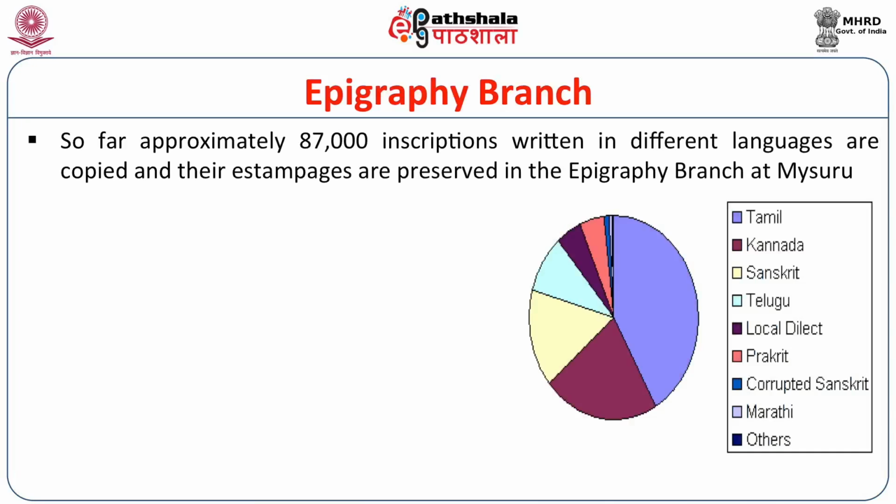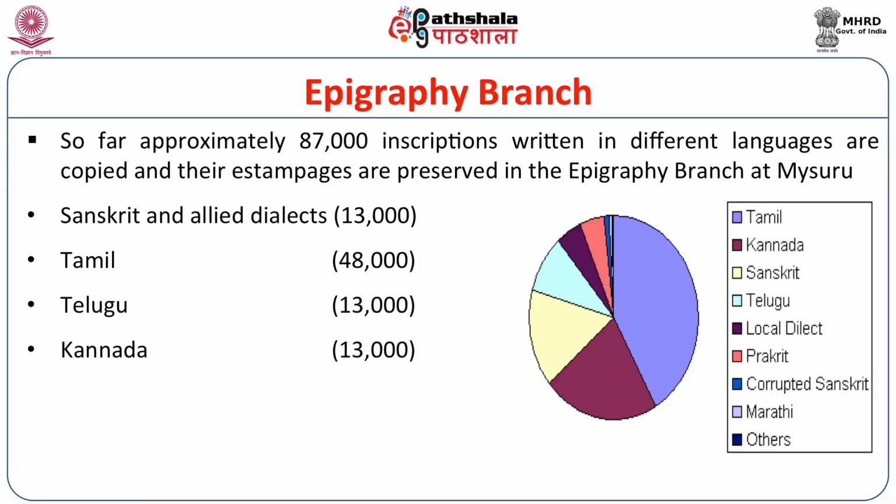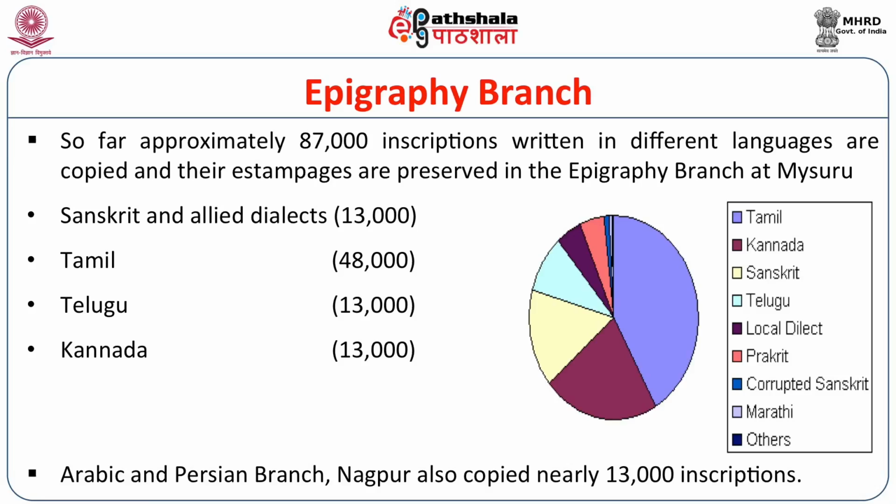So far, with the efforts made by several pioneers, approximately 87,000 inscriptions written in different languages have been copied and their stamp pages are preserved in the epigraphy branch at Mysuru. Among them, the inscriptions related to Sanskrit and allied dialects are nearly 13,000. Tamil, a high number, 48,000. Telugu, around 13,000. Kannada, around 13,000. Besides that, the Arabic and Persian branch, Nagapur, also copied 13,000 inscriptions.